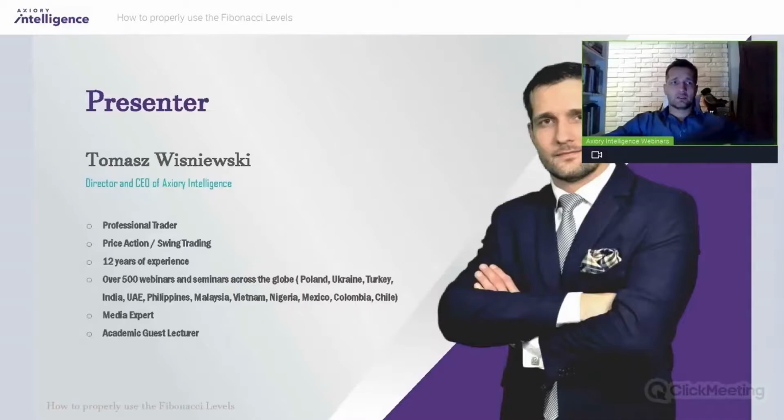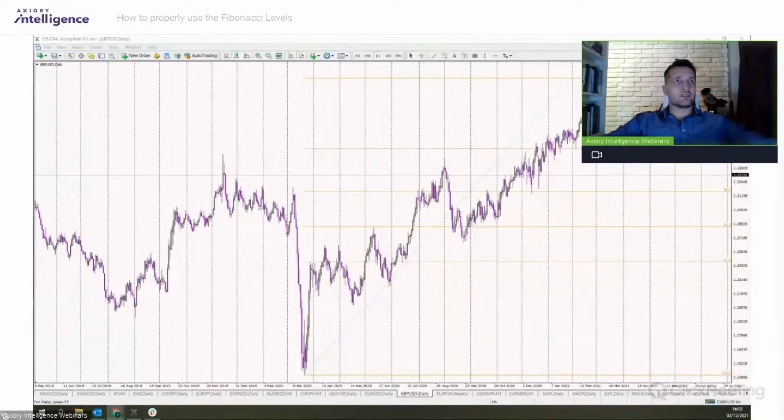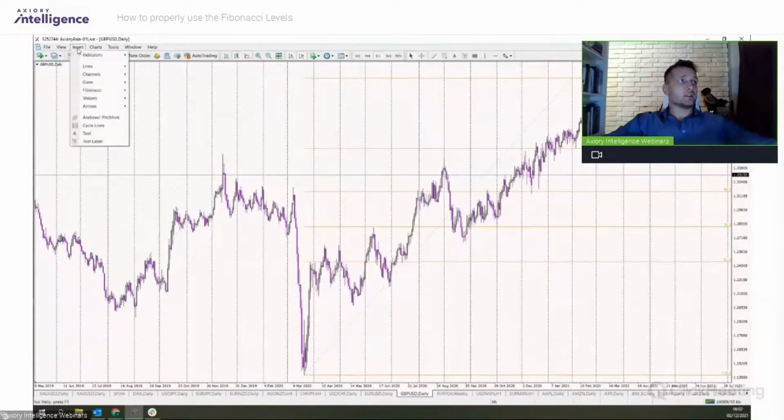But I need to share my screen. Okay, just like this. I'm going to share my screen with you, my friends. And you should be able to see my platform MetaTrader 4. I already have Fibonacci here, but I just want to tell you first that you have indicators here, and you have Fibonacci's.